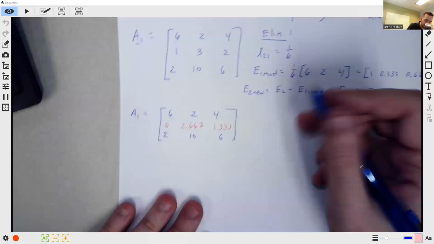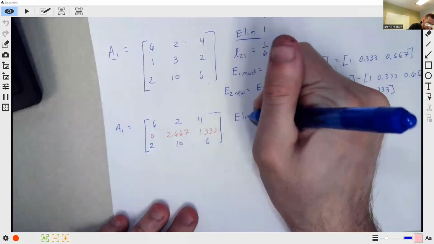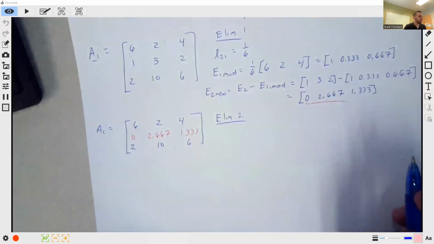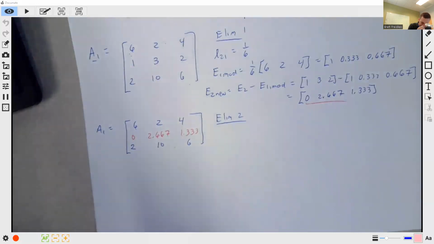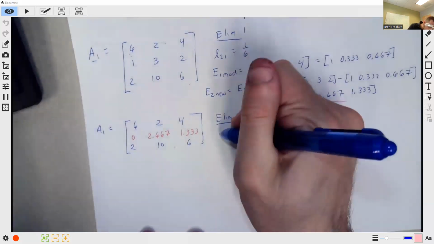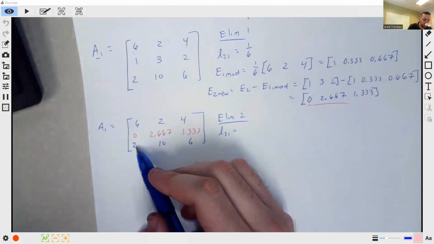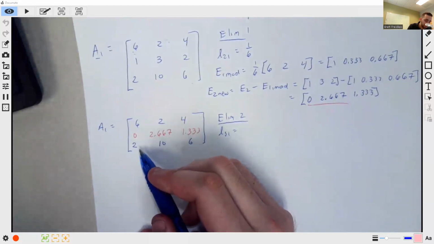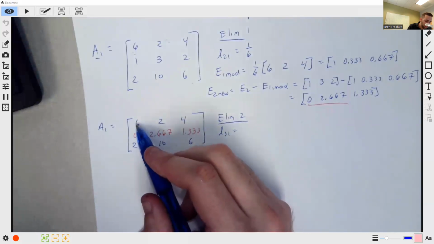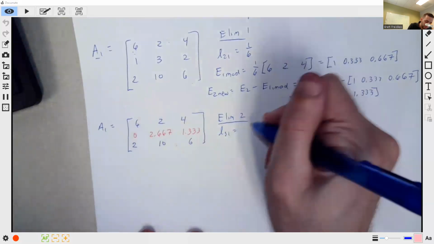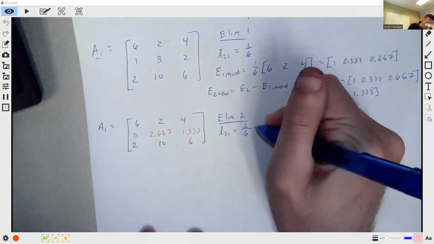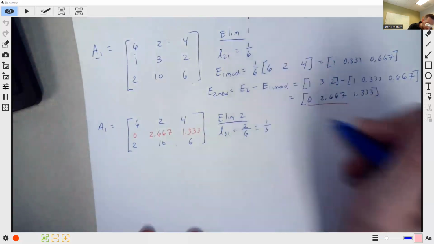Cool. So now what we want to do is try to eliminate the 2. That's our next step, eliminate the 2. So again, our multiplier will be L31 because that's in the third row, first column, if we were to make an L matrix. That's going to be some number multiplied by 6 to make it match 2. Well, that is 2 over 6, which is 1/3.